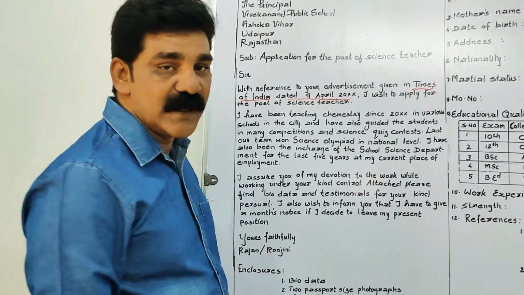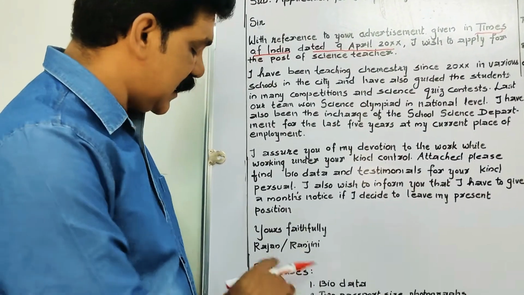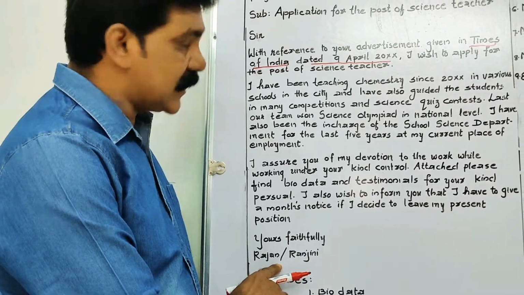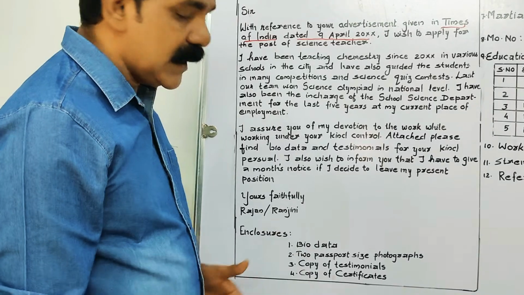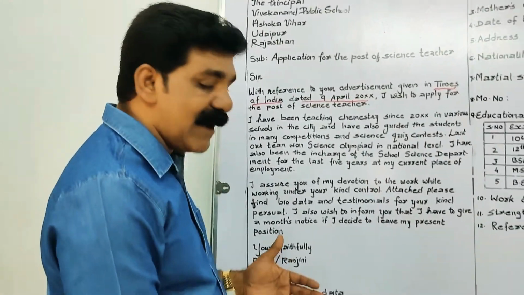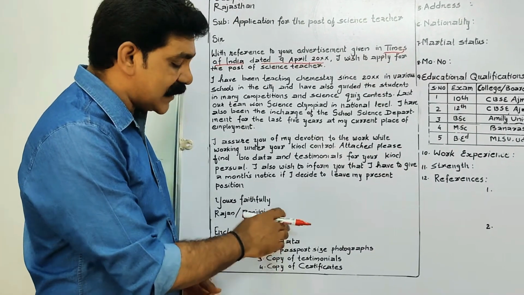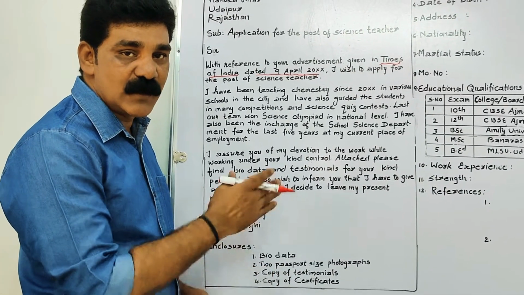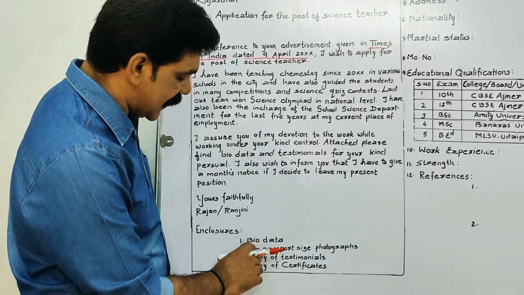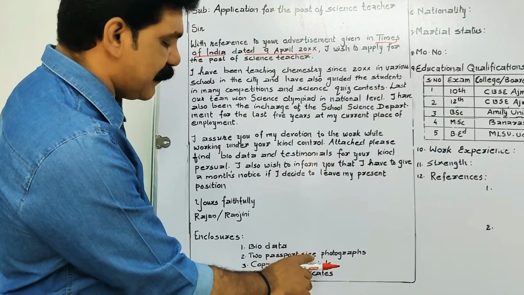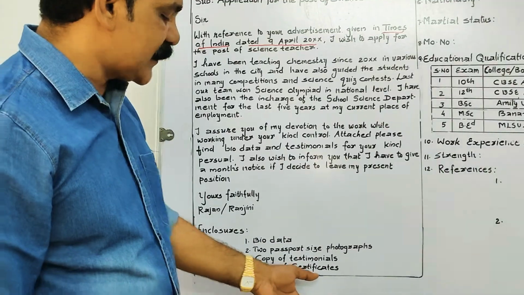And yours faithfully. As I told you earlier, Y must be a capital letter, no inverted comma must be used, then the name. If it is Rajan, then you can write Rajan or Rajani, then sign. And followed by that, if you have some documents to be attached, write here and close. Give the list of the documents that you are going to attach with it. Here the attachments are biodata, 2 passport size photographs, copy of testimonials, copy of certificates.